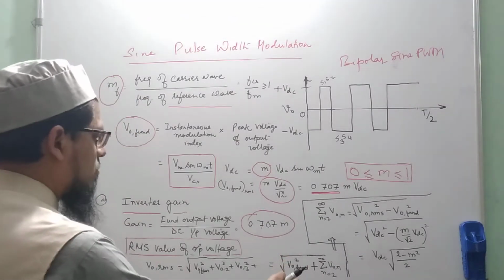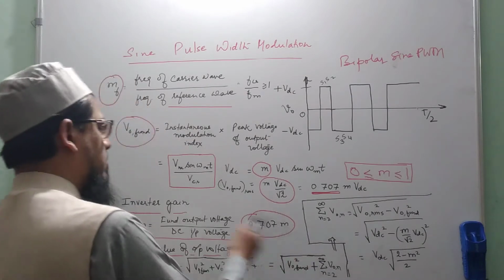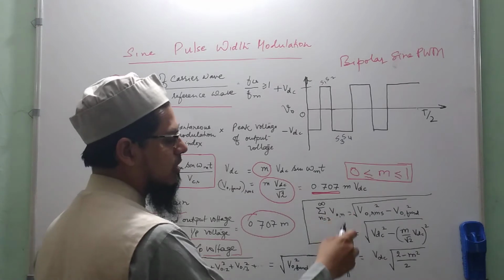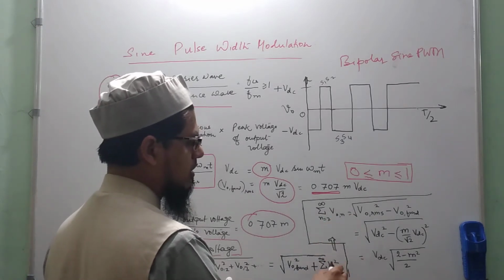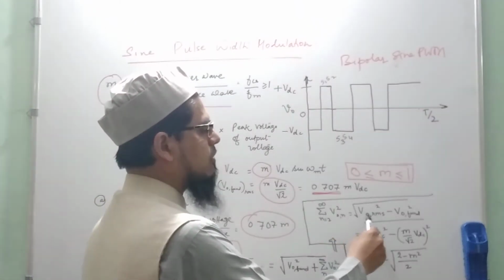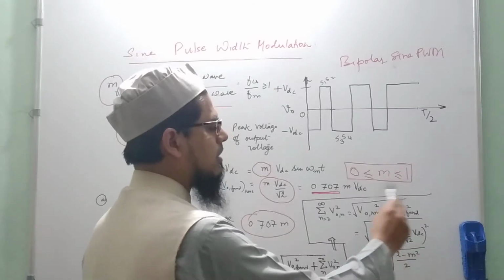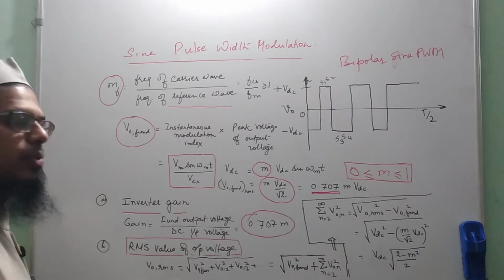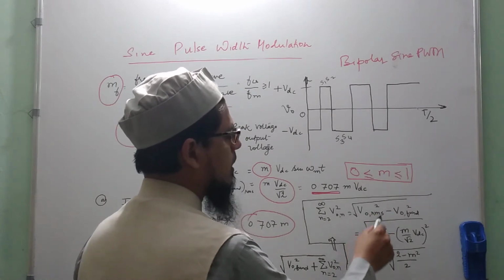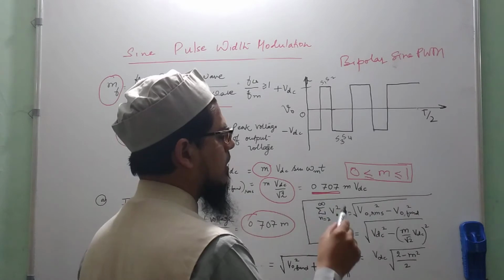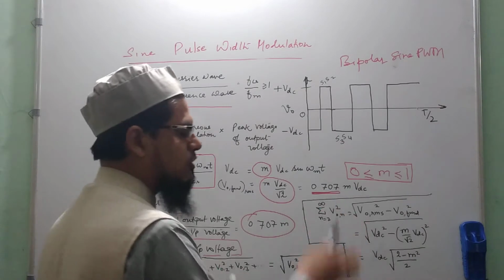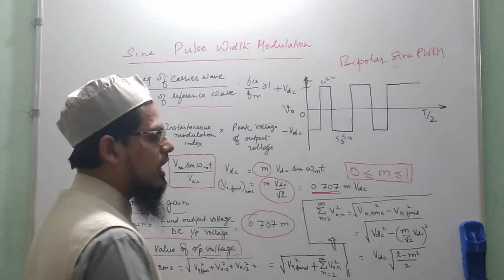Now if I square both sides and bring this fundamental term on the left side, I can write the expression for the sum of the squares of all the harmonics. This will be given by the square root of V naught RMS square minus V naught fundamental square. Now V naught RMS square, I told you that we can easily find this out, and this will come out to be VDC. I will show you in a few minutes from now how this is equal to VDC.